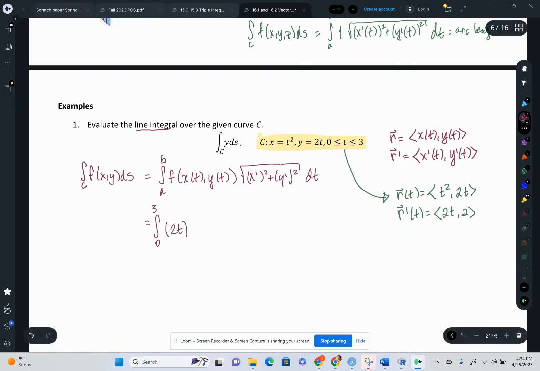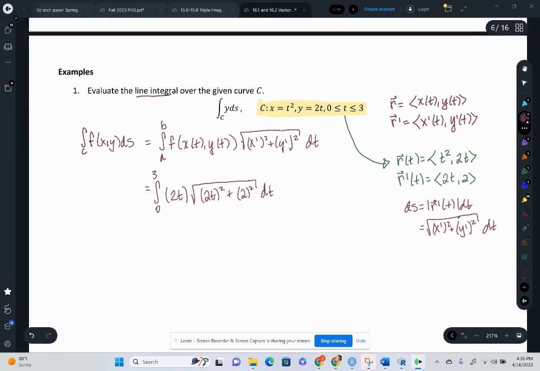So I do that. ds, remember ds is equal to the magnitude of r prime of t dt, which is also equal to the square root of the sum of squares of the derivatives from r prime of t. Okay, so I'm going to pop those in there. Got my square root. X prime is 2t, and then I square it. Y prime is 2, and then I square it, and then I have a dt.